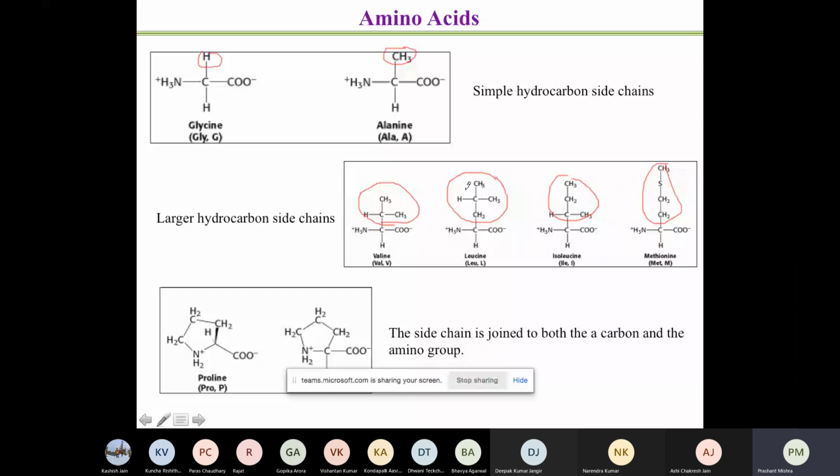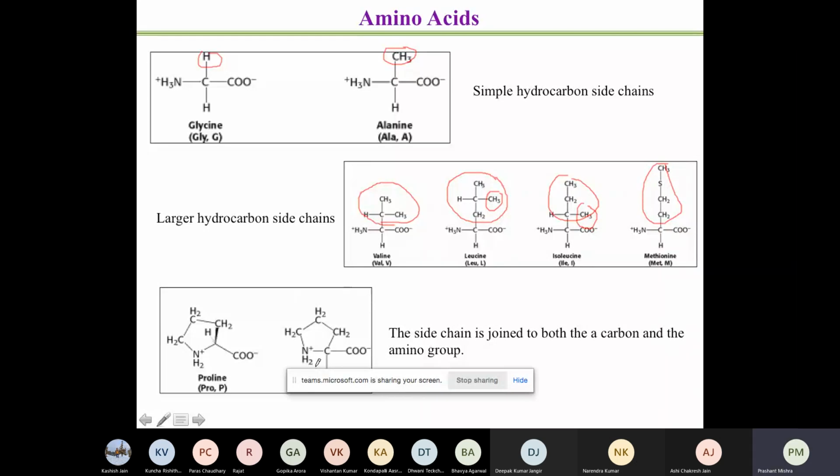Then you have a leucine where again branching is there, but the number of carbon is more. Then you have another isomer of leucine where the branching is slightly different, where your methyl group is slightly away from the main chain. So we will talk about that. Then you have a methionine which has a sulfur group. I will talk about that differently. But again at the terminal you have a methyl group.